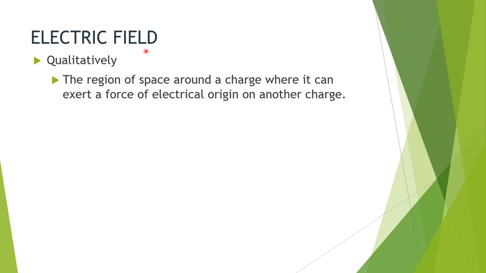Electric field. Field is a familiar term to you, right? Even in your lower classes, you have studied about magnetic field. What is that? Field represents the region of space around. If it is a magnetic field, it is where the magnetic effect is felt. But here it is electric field, so the electric effect. So we define it qualitatively: the region of space around a charge where it can exert a force of electrical origin on another charge. That means a force can be exerted due to the effect of this charge. That region in space is called electric field.